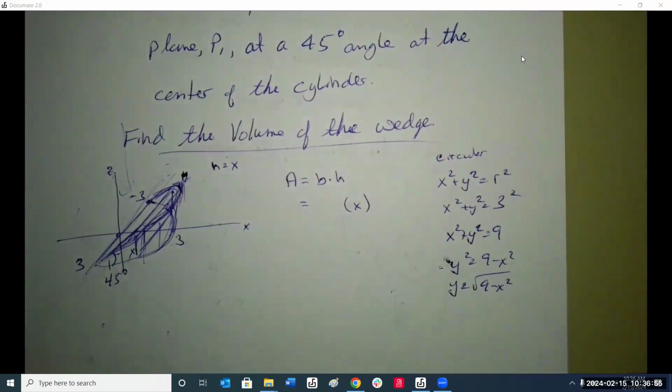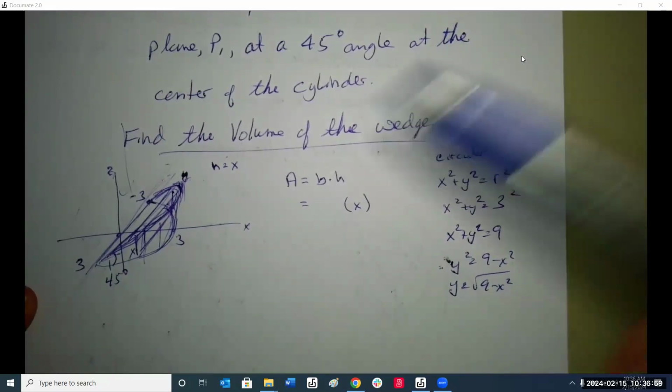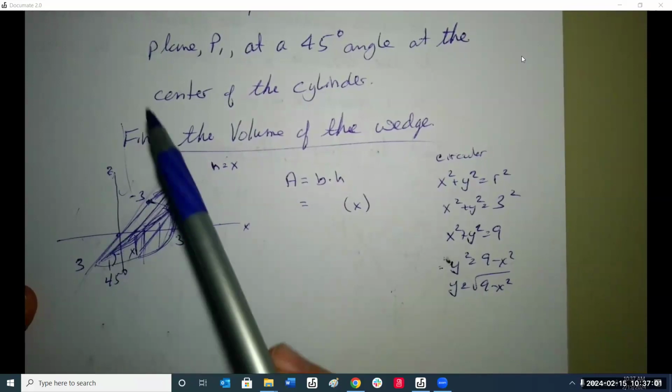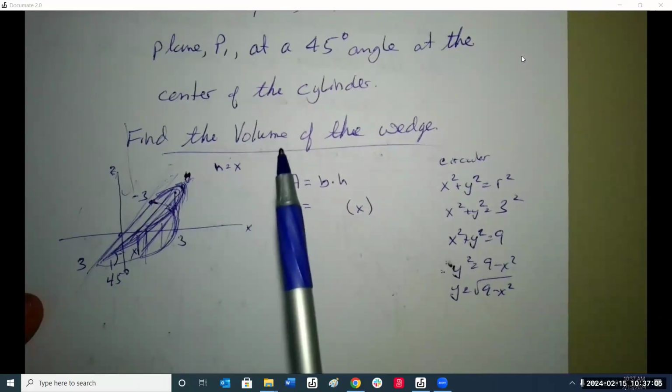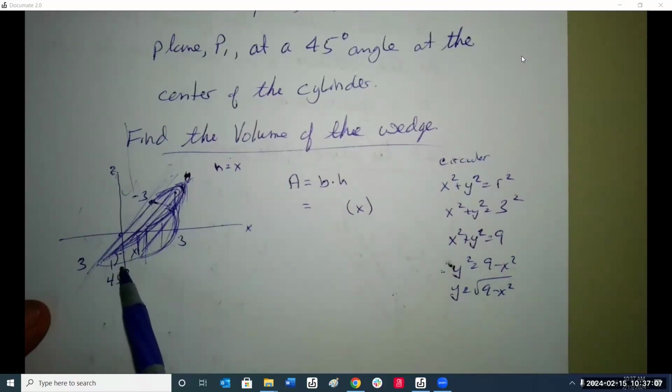Okay, so we said one plane is perpendicular to the axis of the cylinder, which is across this way, so it chops it down that way. So we have half a cylinder. The second one cuts at a 45-degree angle through the center of the cylinder.